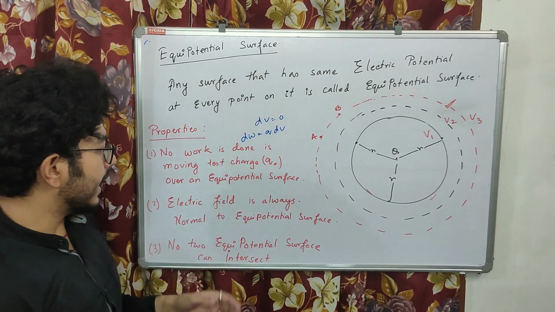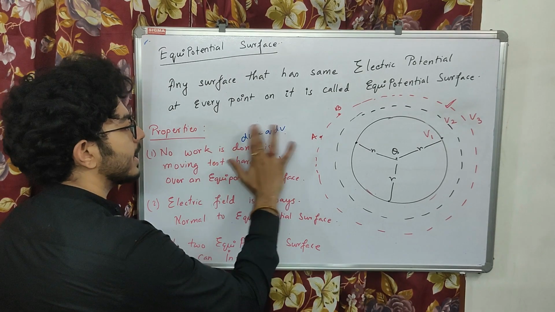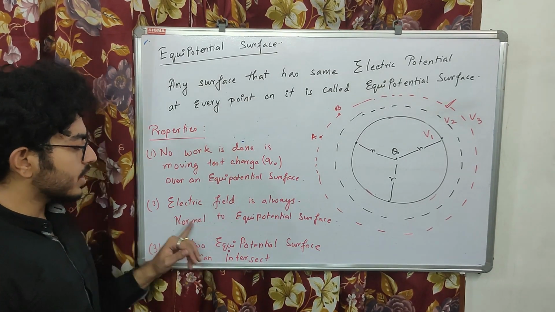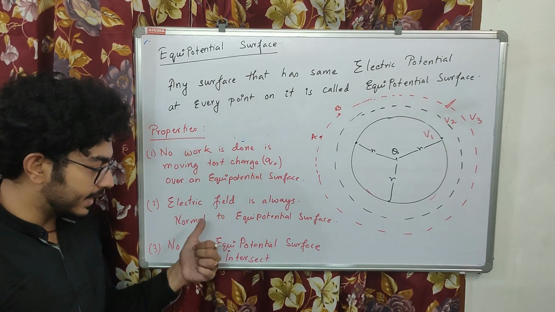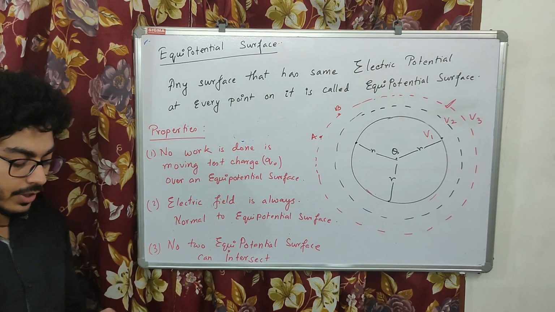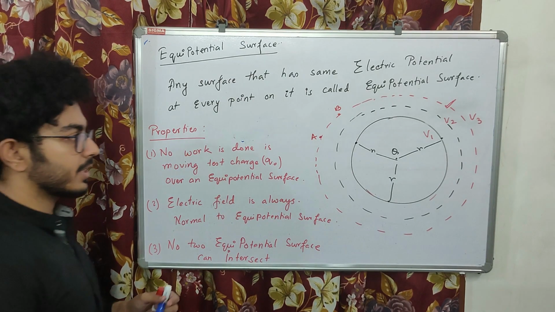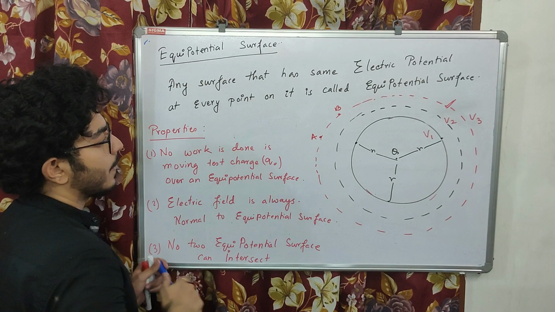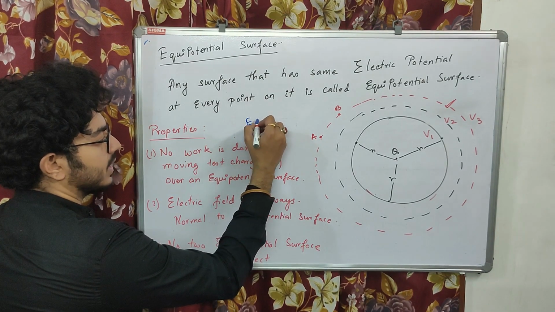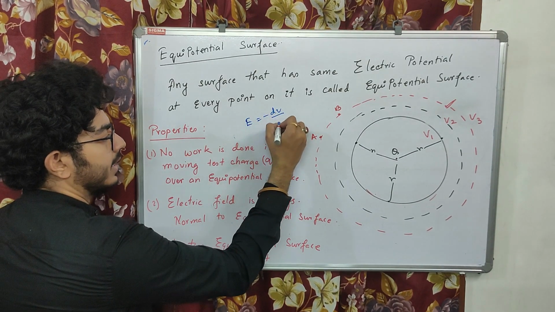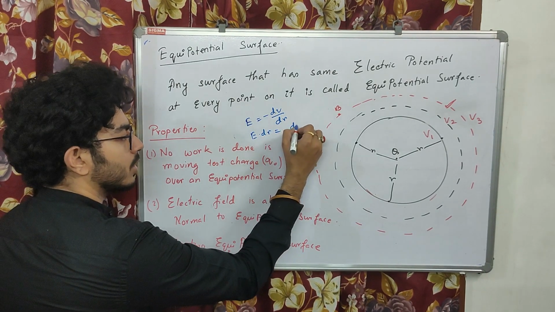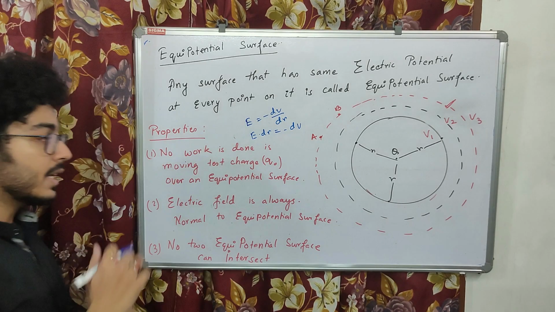Similarly, another property is that the electric field is always normal to the equipotential surface. So let us understand this. The electric field is always normal to the equipotential surface. That means we have just found out E equals minus dV by dr, right? So E dot dr equals dV.